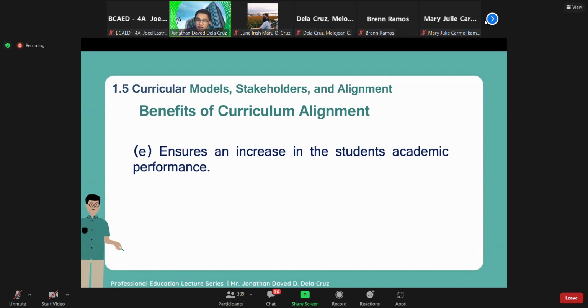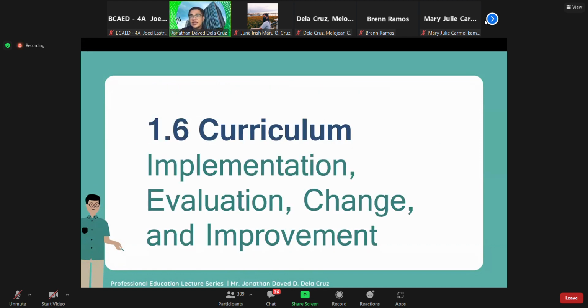Okay? So, it's already 10 o'clock, pero nasa pang last na topic pa lang ako ng curriculum development, the curriculum implementation, evaluation, change, and improvement. May I ask permission if it's okay if I continue this, and then after this, magpapa-break na lang ako before we proceed to the next part, if that's okay.